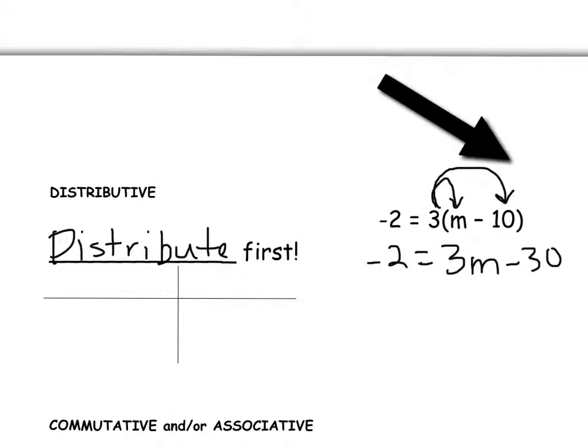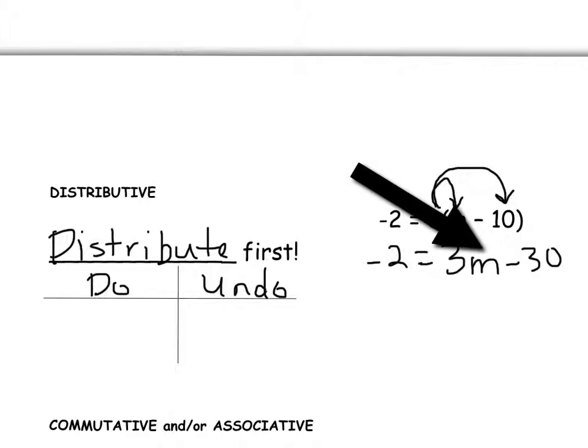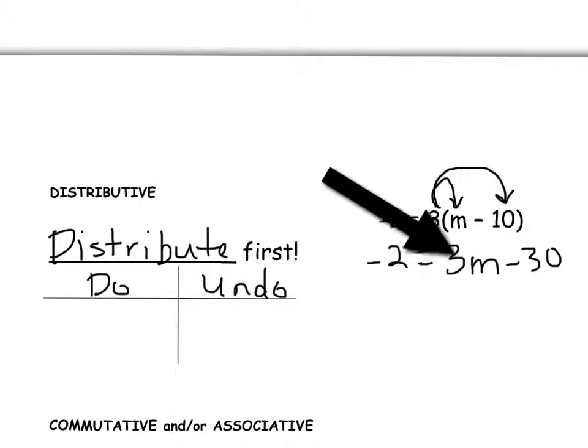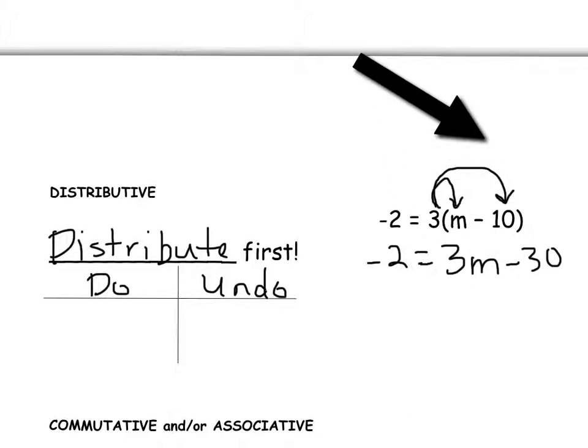Now I'm ready to use my do-undo table. So I need to locate my variable, which is m, and I can see that m is being multiplied by 3 and then it's subtracting 30. So I'll write multiply by 3 first, and then it's also subtracting 30. So to undo that, I need to add 30 and then divide by 3. So I'll go ahead and do that.